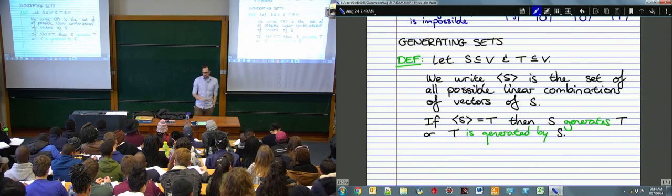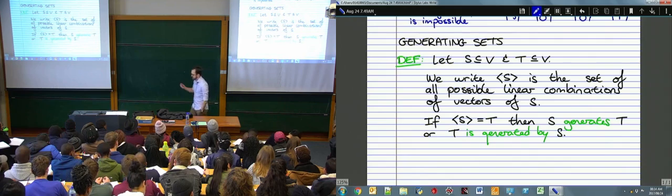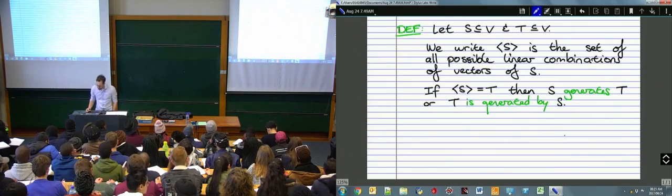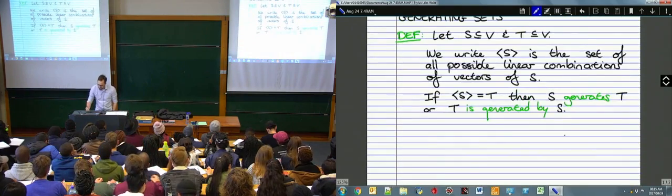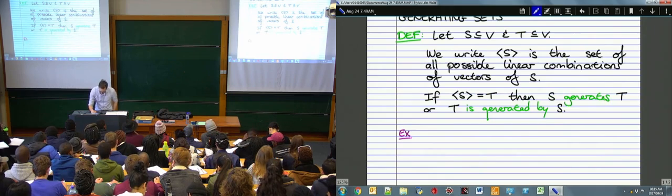Okay. And I guess we can maybe just do some examples. As we go through these examples, we can maybe get a better sense of what it means to say that one set generates another. Okay, so here's the first example.